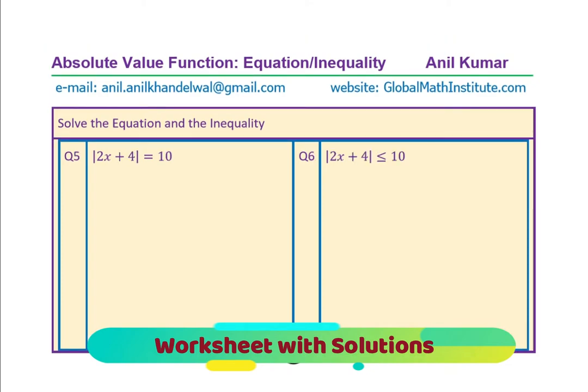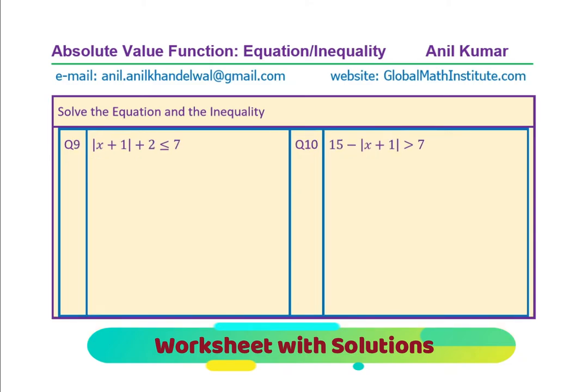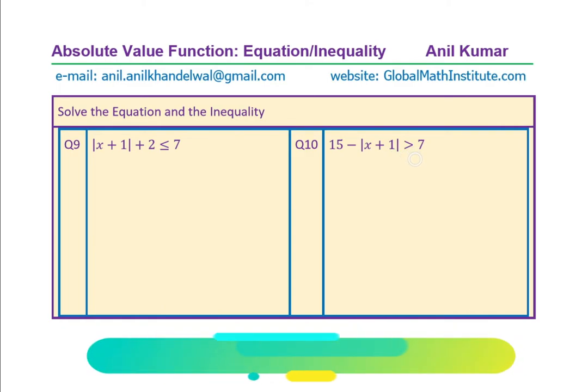Questions 5 and 6, this time within the absolute function, we have 2x plus 4 equals 10, and we have 2x plus 4 less than or equal to 10. Questions 7 and 8, within the absolute function, we have incorporated fractions this time. And in questions 9 and 10, we have, in addition, one more constant: absolute value of x plus 1 plus 2 less than or equal to 7, 15 minus absolute value of x plus 1 greater than 7.